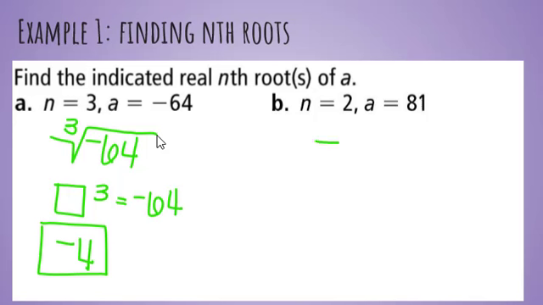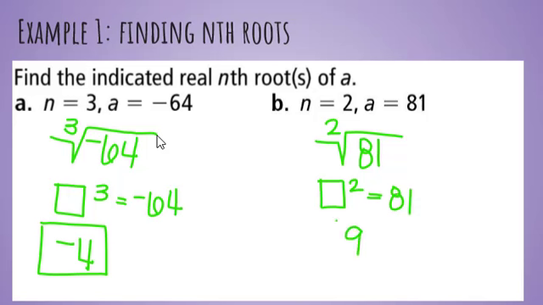For this next one, I'm going to draw my radical. I have an index of 2, so we're doing square root, and your radicand is 81. So that's what's going to go on the inside. Then we're thinking, what number squared gives us 81? 9. 9 squared gives us 81, so 9 is our answer.